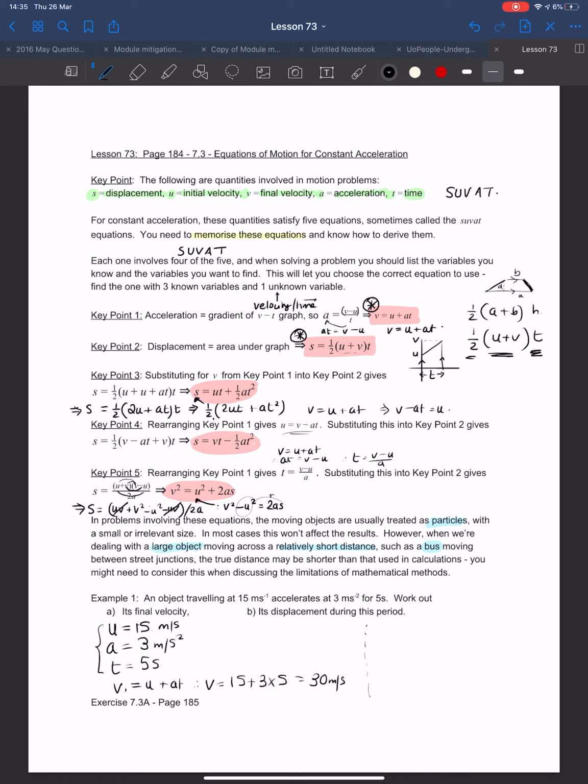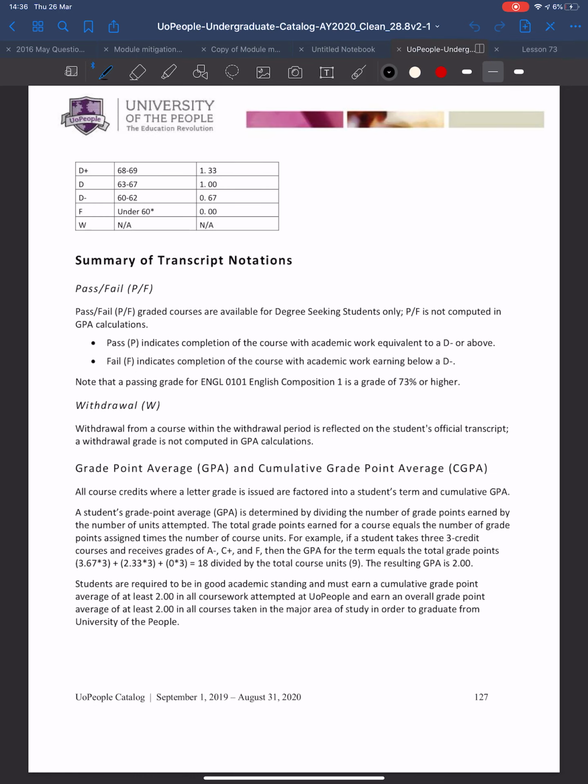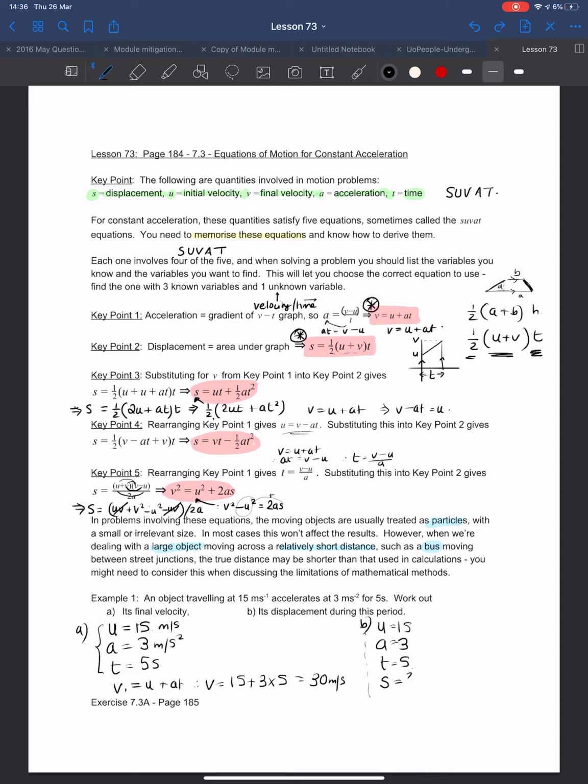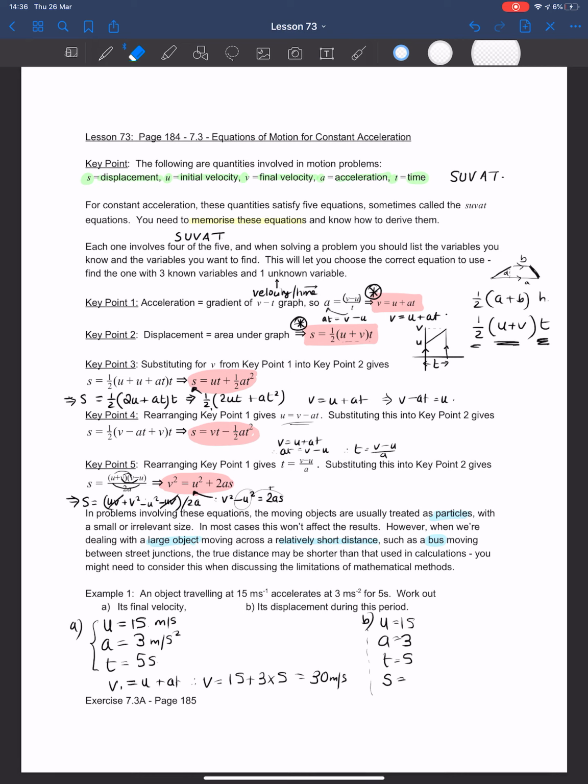And then displacement. So again, we've got u, this is part B. u is 15. I'm happy with all the units. They're all metres and seconds, so it's just going to be the standard units. a is 3, t is 5, and we want s. So s equals, when we've got u, a and t, that one is actually key point 3. That one was key point number 1. This one is key point number 3 above. s equals ut plus a half at squared.